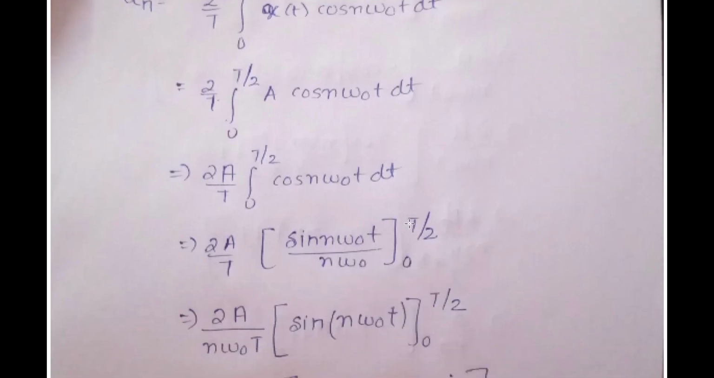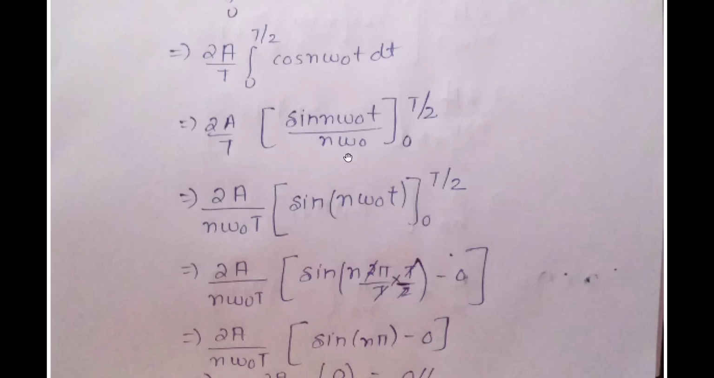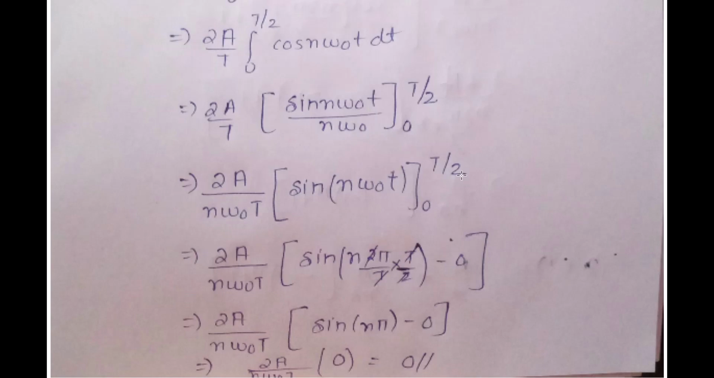Now it's a normal integration in which A is a constant, so it is removed out. The integration of cos n omega naught t is given as sin n omega naught t upon n omega naught, from 0 to T/2. Again n omega naught is a constant, so I am removing it out. Hence I have 2A upon n omega naught T, sin n omega naught t. Here n is given, omega naught is given as 2 pi by T, and my upper limit t is T/2, and my lower limit t is 0. I'm just applying those values over here, and I get the final answer, because sin n pi is equal to 0. Hence my value is equal to 0.